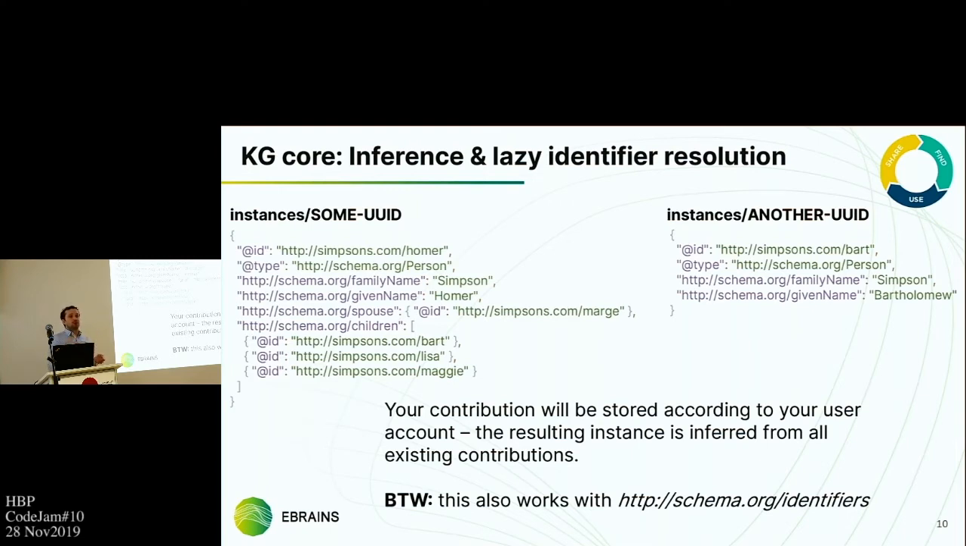Now another contributor sends something to the same ID. It's like, I also have something to say about Homer. I'll add the age, for example. What happens is there's still only one Homer Simpson, right? It's still one ID. But we infer the information from the different contributions. So what we'll end up with is a family name, a given name, and an age, or whatever other information you're giving to us.